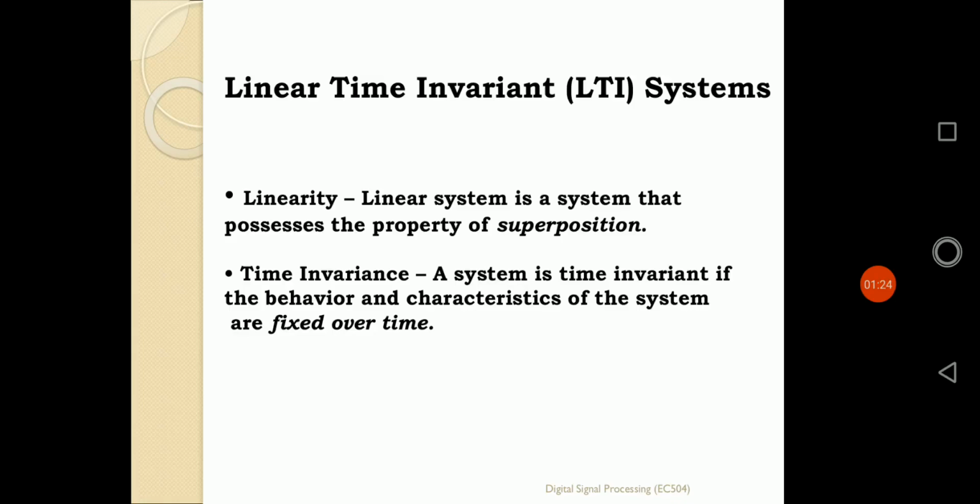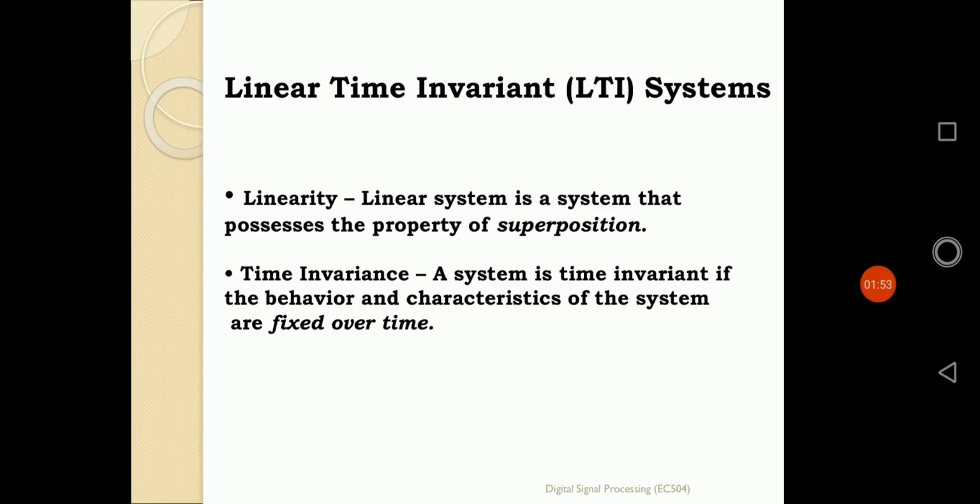A linear system has to be part of an LTI system. That means whenever a system is defined as an LTI system, it has to follow the superposition theorem. It abides by the rules of the superposition theorem or property. That is the first criterion for a system to be an LTI system. What is the second criterion? The second criterion for an LTI system is time invariance.